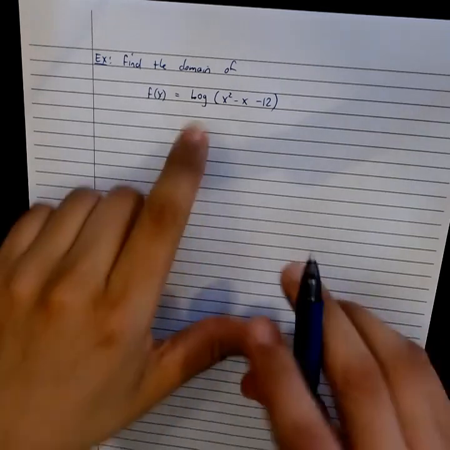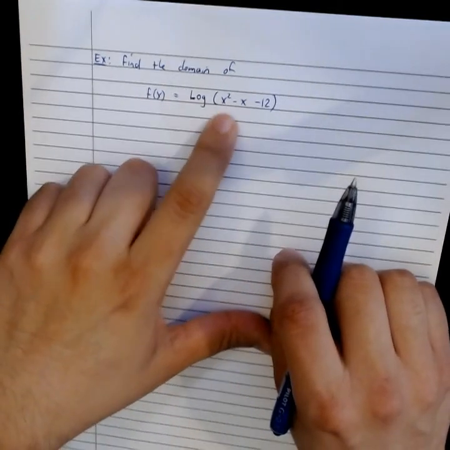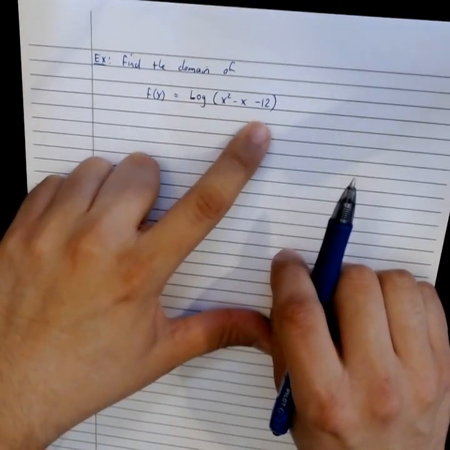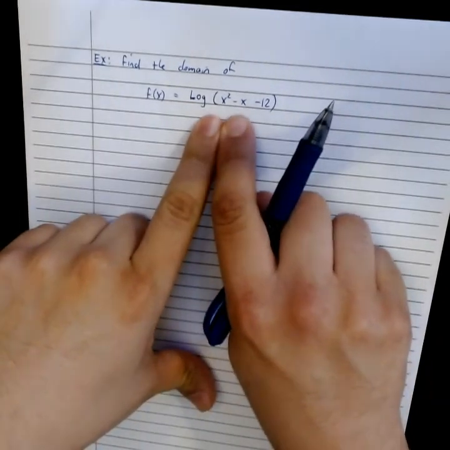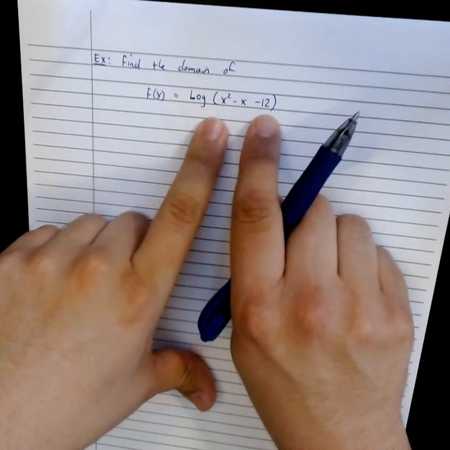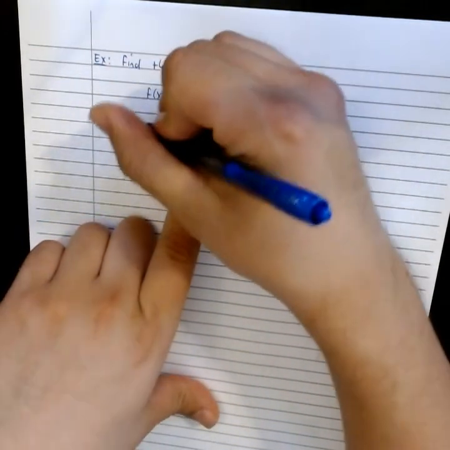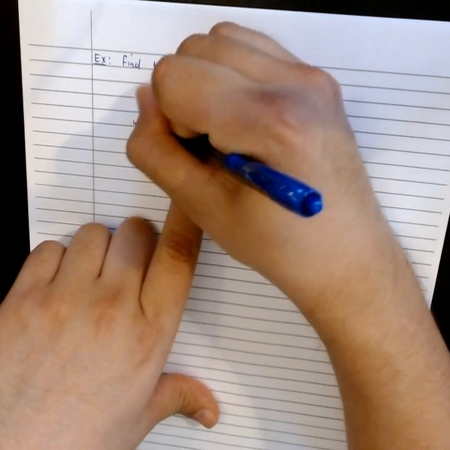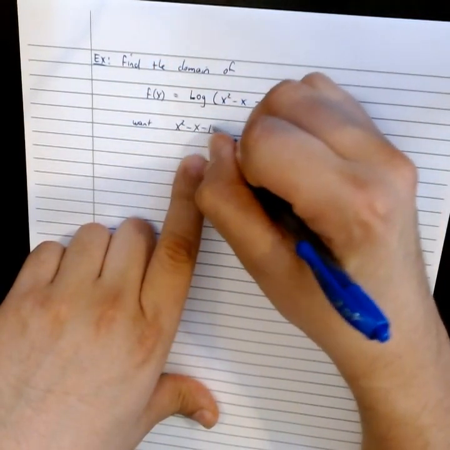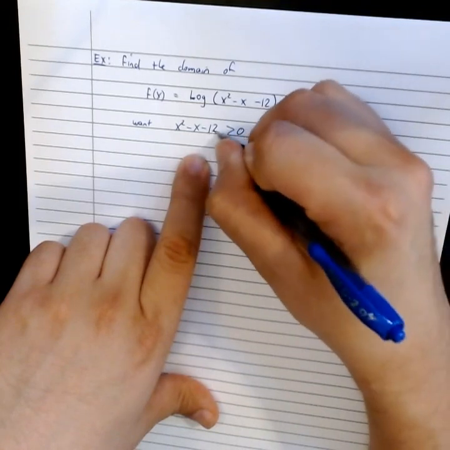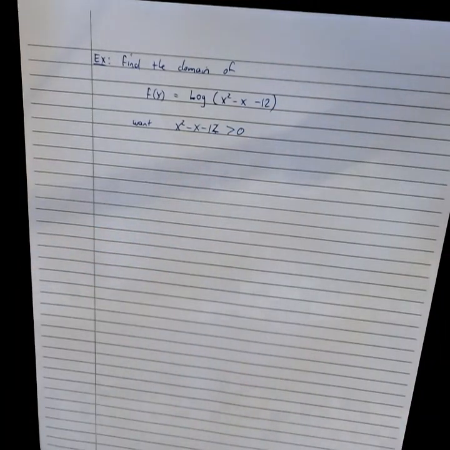All right, so let's take a look here. If you take the log of x squared minus x minus 12, we want to find whatever makes this argument positive. So that's going to be whatever makes that argument greater than 0. Not greater than or equal to, but strictly greater than.